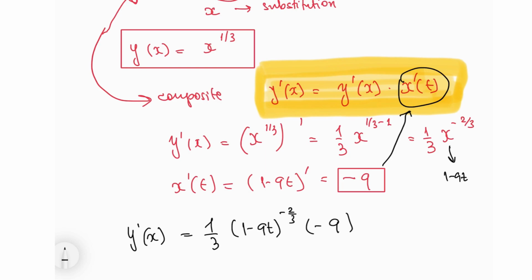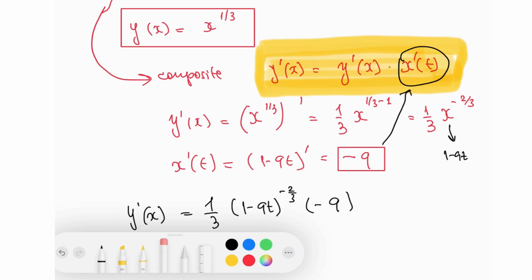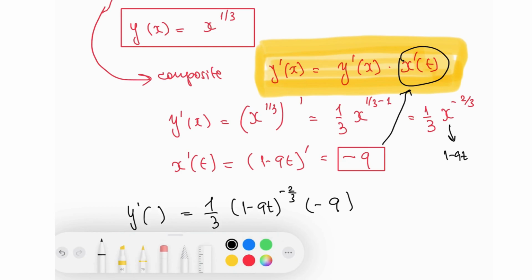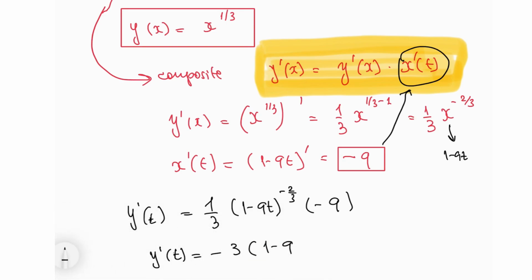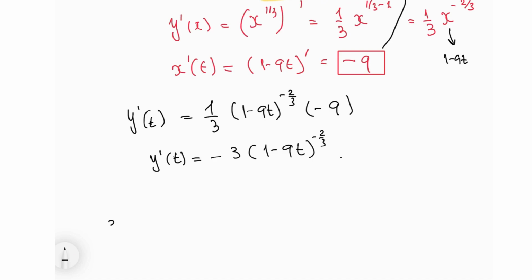So minus 9. We can simplify this. So y prime equals minus 3 times 1 minus 9t. Sorry, here is now t. Here is not anymore x, because we are substituting. To the power minus 2 over 3. And that's the answer.